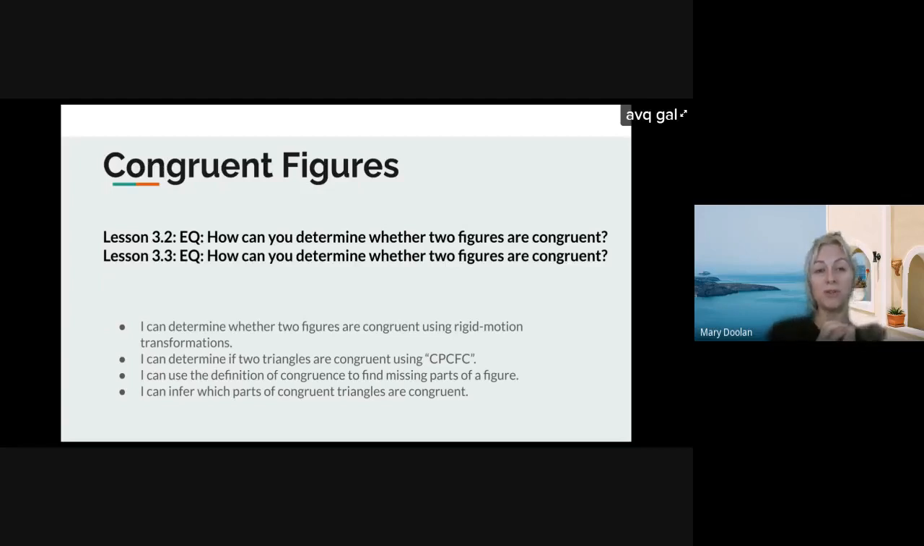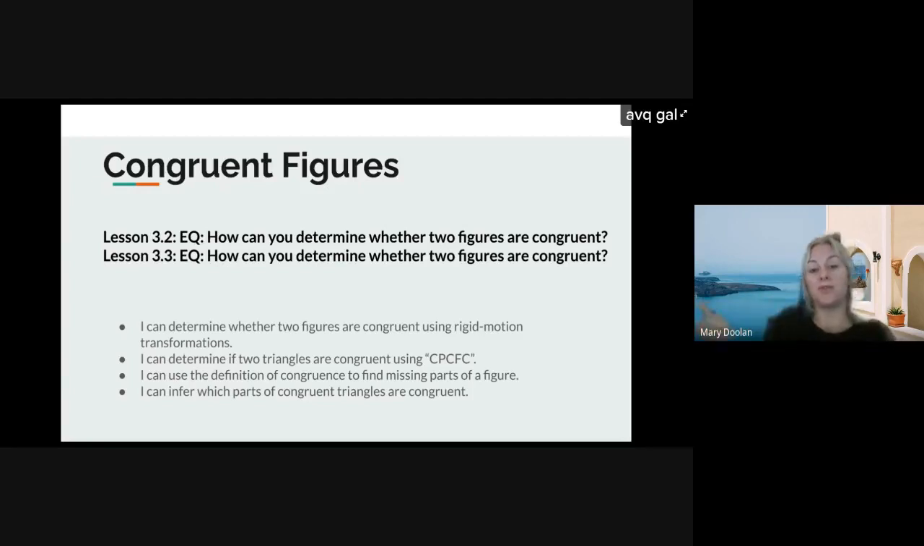So remember, we learned about those before we went on break. There's three types of transformations that are rigid. We have translations, which are slides. Those are rigid motions. We have reflections, which are flips. Okay, those are rigid. And we also have rotations, which are turns. Okay, those are also rigid motions.